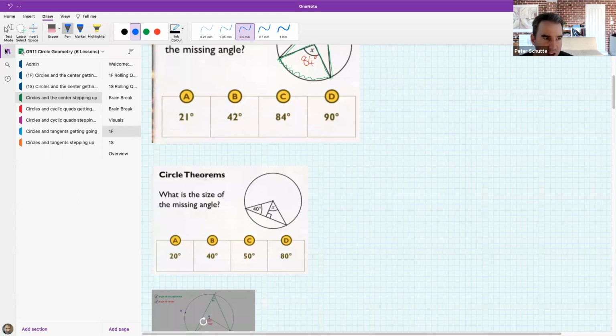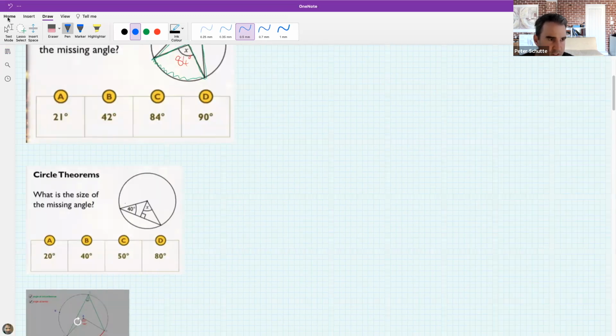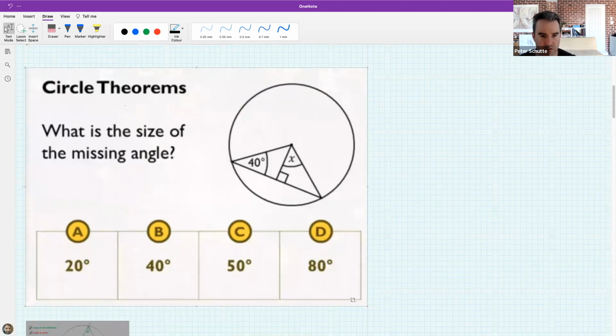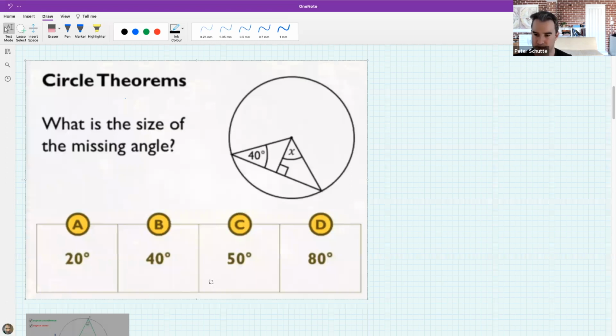I want us to try now. I saved this question. I just want to see if you can use your general knowledge of circles to help you figure out this one. So we've been doing a couple of theorems, but every now and again, we have to zoom out and think about the big picture. And so can you solve this using whatever knowledge you have? What is the size of the missing angle X?